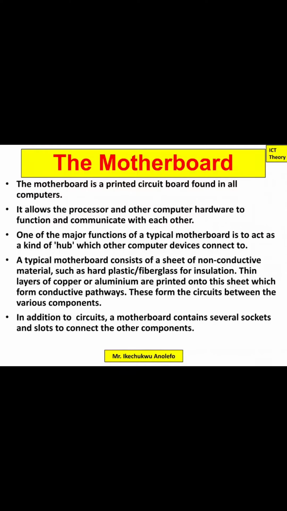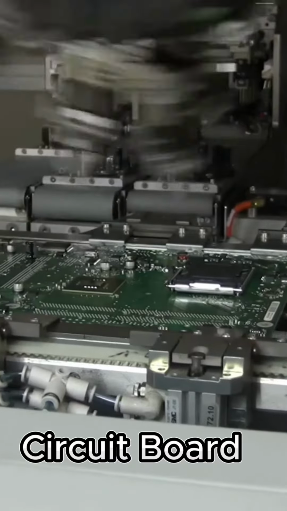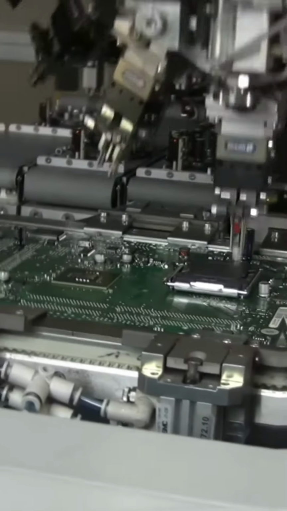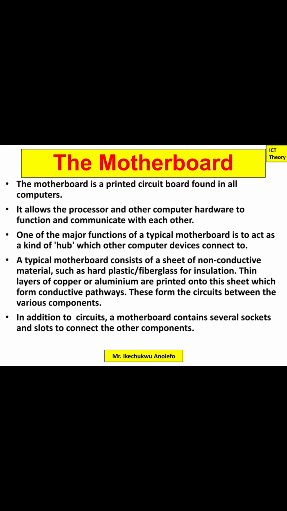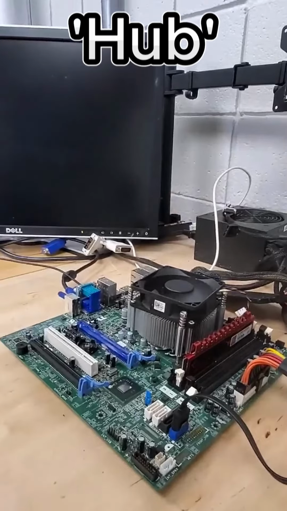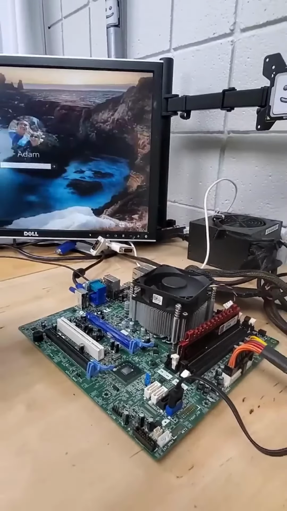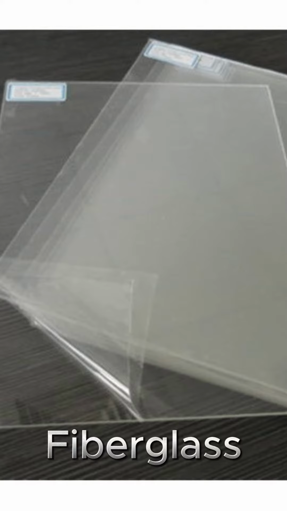The motherboard. The motherboard is a printed circuit board found in all computers. It allows the processor and other computer hardware to function and communicate with each other. One of the major functions of a typical motherboard is to act as a kind of hub which other computer devices connect to.